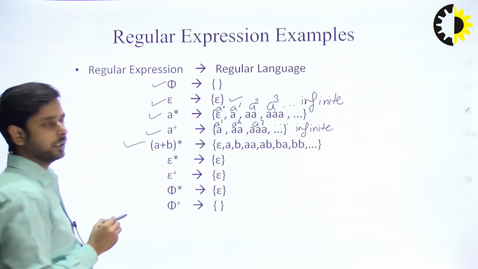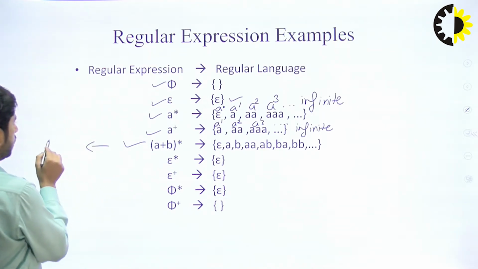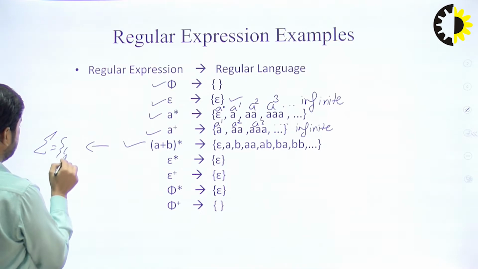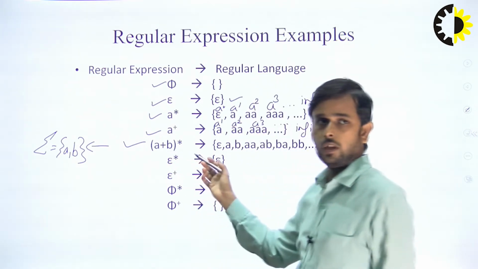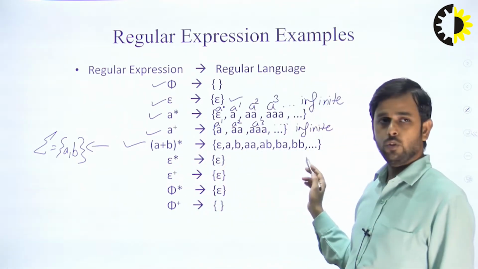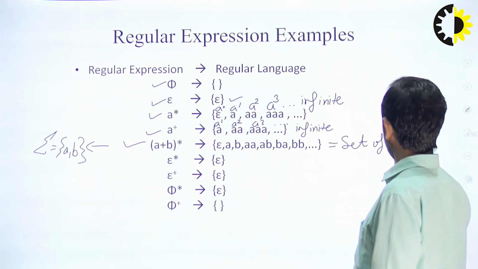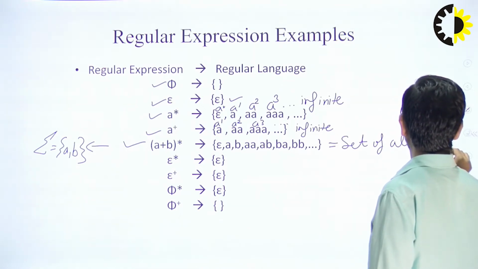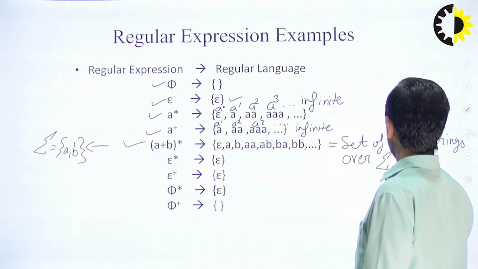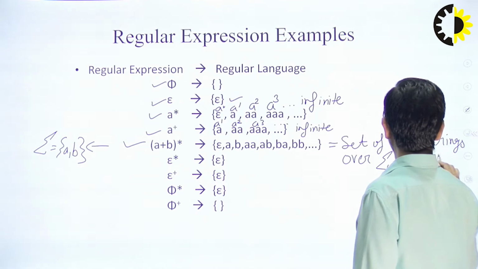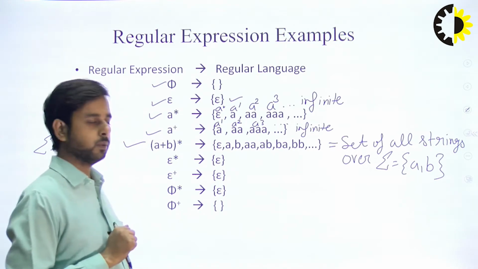Next, (A plus B) star. Suppose sigma is equal to A and B, this is the input alphabet. Then (A plus B) star means the set of all strings over A and B, the set of all strings over sigma equal to A comma B. It means the universal language over sigma equal to A plus B.